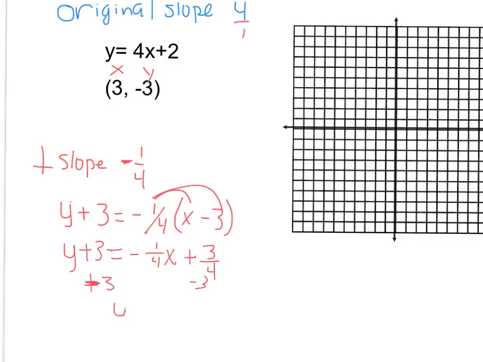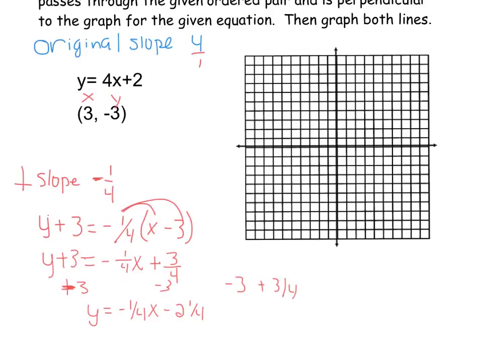So now I have y equals negative 1/4 x plus 3/4 minus 3, which gives me a negative 2 and a 1/4. So then we have to take the time to graph it. So the first one is pretty basic.